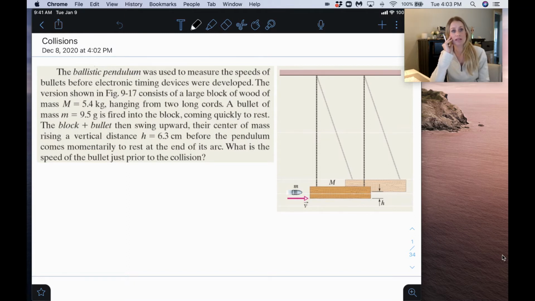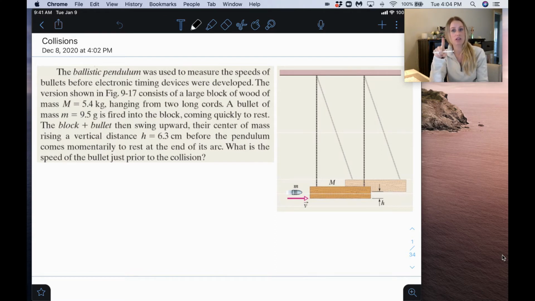A bullet of mass little m equals 9.5 grams is fired into the block, coming quickly to rest. The block and bullet then swing upward, their center of mass rising a vertical distance of h equals 6.3 centimeters before the pendulum comes momentarily to rest at the end of its arc. What is the speed of the bullet just prior to the collision? So we're looking for the initial speed of the bullet.